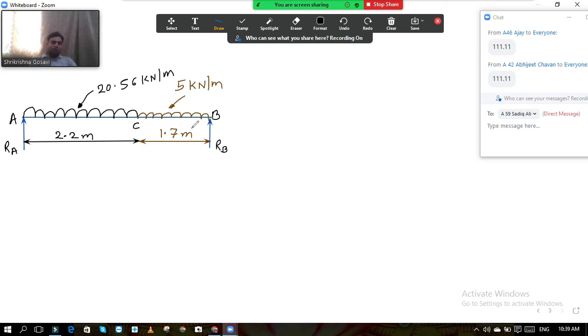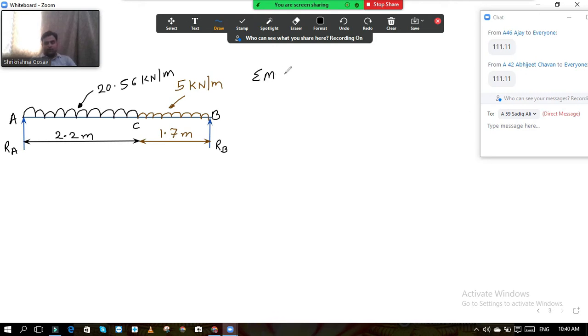But here it is not possible. So what can we do now? Now we will calculate the reactions RA and RB. Then we will calculate the point of zero shear, where the shear force is 0, and at that point we will get the maximum bending moment, and that bending moment we will use to find the quantity of steel. Okay. So now take the summation of all forces about B equal to 0.